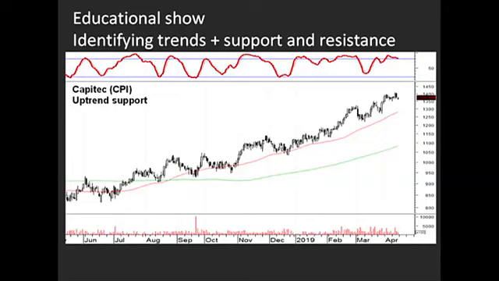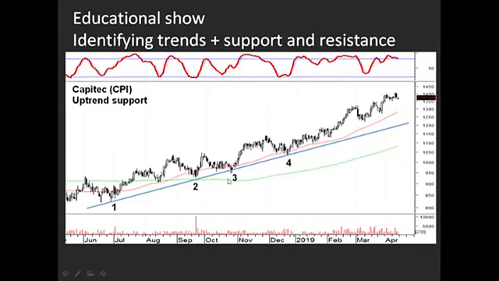So here's Capitec. This is probably the best example of a rising trend that we've got in our local market currently. And here you go. There's your uptrend, which goes back to the middle of last year. The numbers that I've pointed out there essentially indicate the number of times that this price has pulled back to that trend line. So you can see first back in June last year, then again in September, then again in October, and again in December.